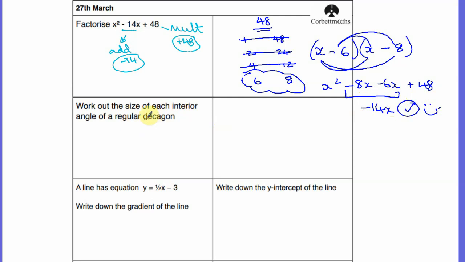Size of an interior angle of a regular decagon. A decagon is a 10-sided shape. Might not be one that you know, but may as well learn it now. So there's 2 ways we can do this. I'll see if I can go through both. I'll go through the easier way first.